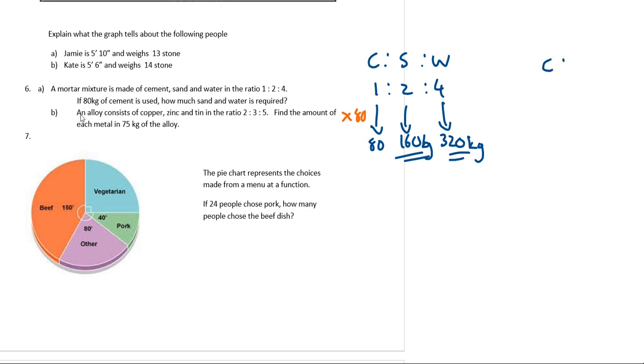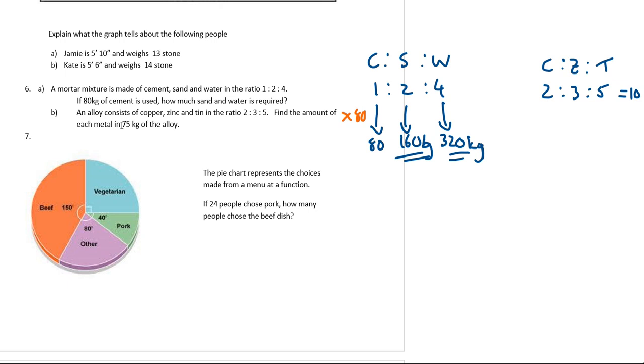Another question, an alloy consists of copper, zinc, and tin. So same thing, we'll say copper, zinc, and tin. And that's in a ratio of 2, 3, and 5. Find the amount of each metal in a 75 kilogram of alloy. So this time it's given us the total amount of the alloy, in the same way that I can add this up and work out the total amount of mortar I've got. So in this question, what I need to do is work out the total share. So I'm going to say 5 plus 3 plus 2 is 10.